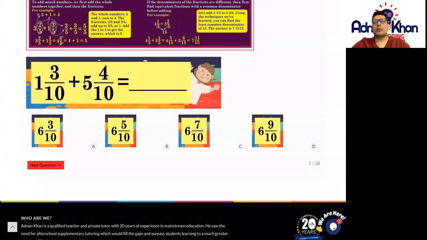Hello and welcome to adding mixed fractions. So let's show you how to do this first question. The first question states 1 3 over 10 plus 5 4 over 10.